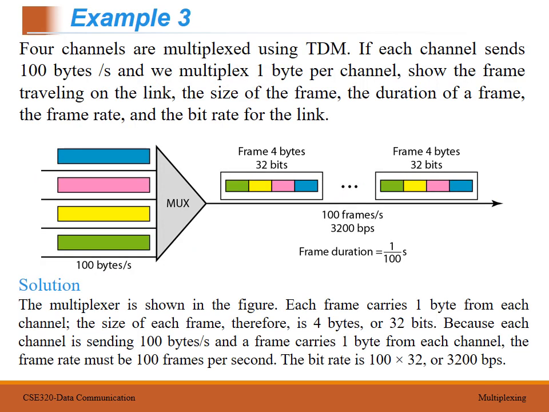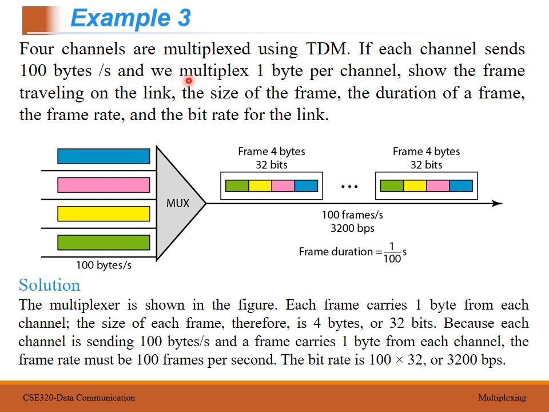So in example 3, it says that 4 channels are multiplexed using TDM. So these are the 4 channels. Then it says that if each channel sends 100 bytes per second, that means the data rate for each of the input connections is 100 bytes per second.